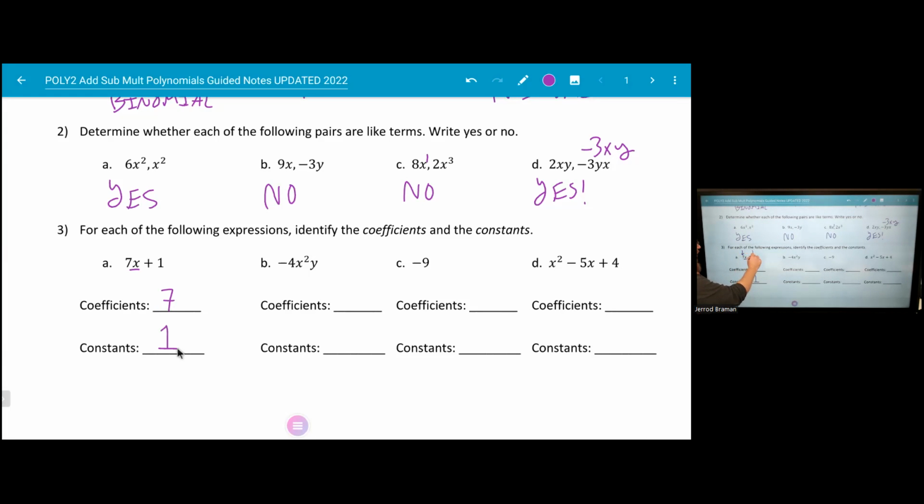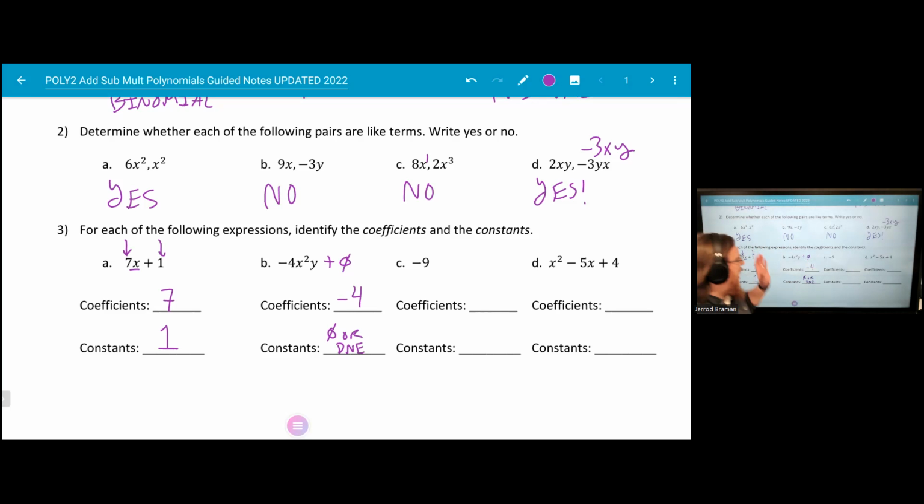B is negative 4x squared y. Well, our term is negative 4x squared y. Our coefficient is the value that's multiplying. We have negative 4. And our constants, we don't have one. We could think of it as 0. We can think of it as 0 or doesn't exist, right? Because you could say plus 0, but why would you, right? In this case, again, 0 or does not exist. However you want to think about that. Because again, this is like plus 0, if you want to think about it like that.